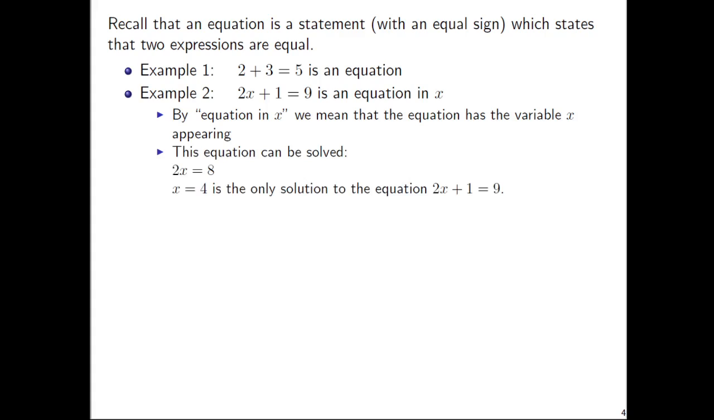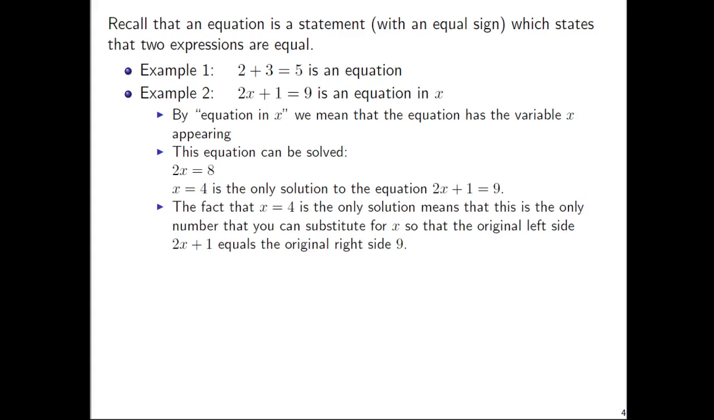This equation can be solved, right? So subtract 1 on both sides, you have 2x equals 8, divide both sides by 2, and you get x equals 4. And just to put the words to it, x equals 4 is the only solution to the equation 2x plus 1 equals 9. Now the fact that x equals 4 is the only solution means that this is the only number that you can substitute for x, so that the original left side, which was 2x plus 1, equals the original right side, which was 9.